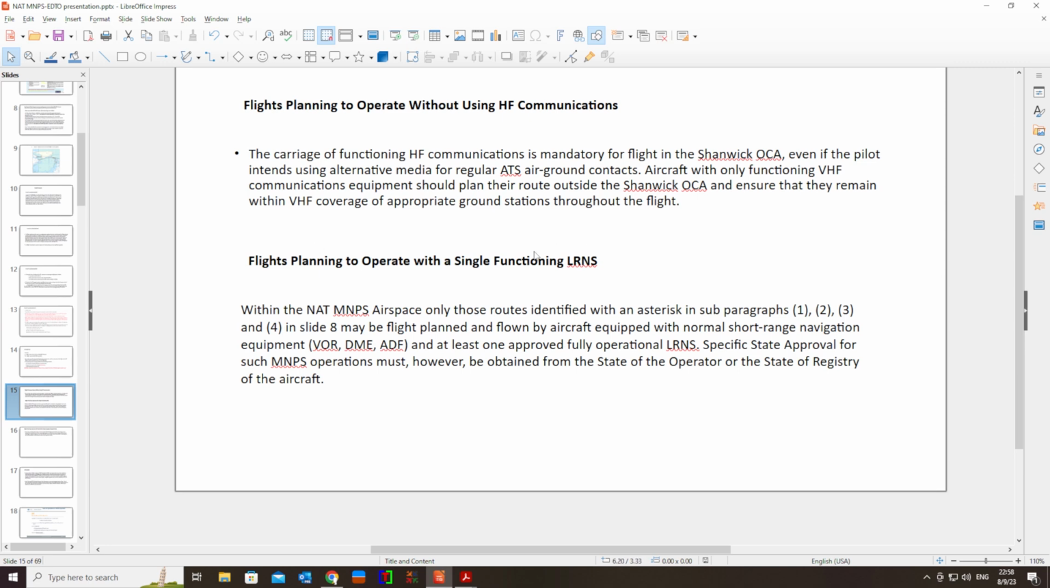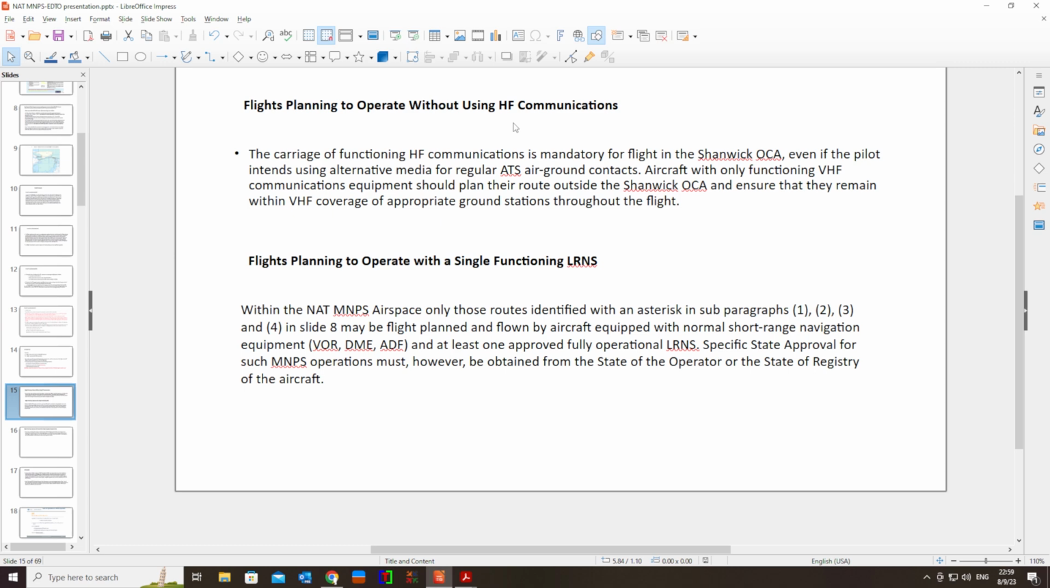HF communication is not simulated in any of VATSIM or IVAO or whatever. It's not simulated properly, so it's like VHF all over the place. But yes, we need to take HF communication under consideration, and before we do that, we also check the weather and the solar effect over the HF communication.